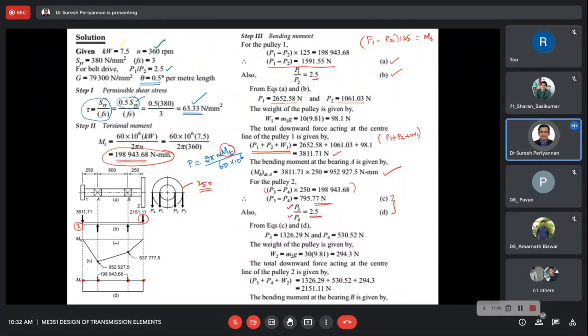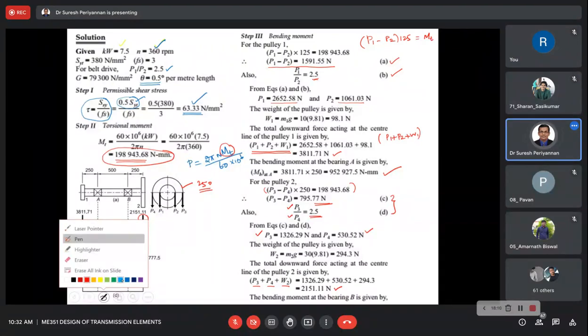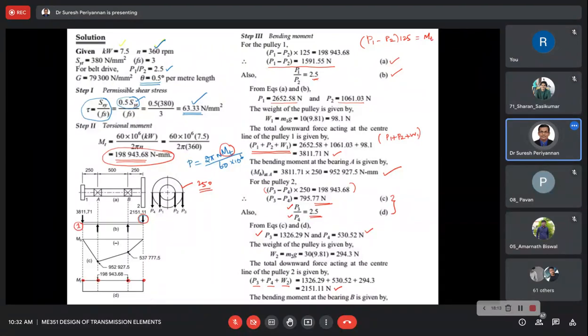Now solve these two equations, and we are going to get the P3 and P4 values. Once we know P3 and P4, we also have to consider the pulley weight, 30 kg, in the downward vertical direction. Then P3 plus P4 plus W2, finally we get 2151.11 Newton. That is what we are considering here. The vertical load is acting on pulley 2, on the shaft at the location of pulley 2.